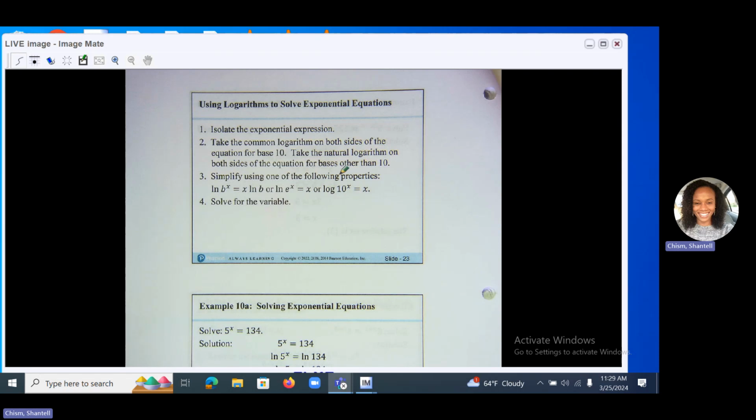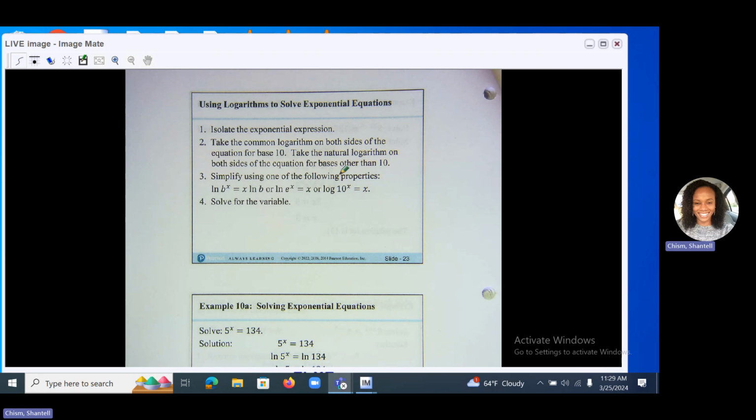Okay, so using logarithms to solve exponential equations. So here, we would first isolate the exponential expression. Okay. In other words, we'll get the exponential part by itself. We'll make sure that the exponential part is on one side by itself. Then we'll apply or take the common log or the natural log to both sides.